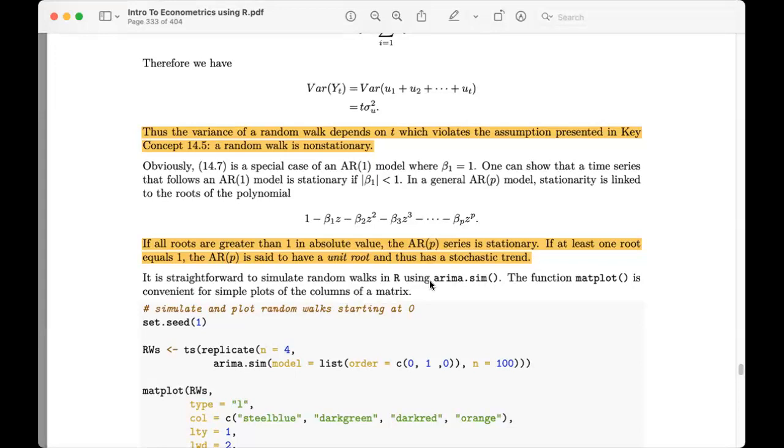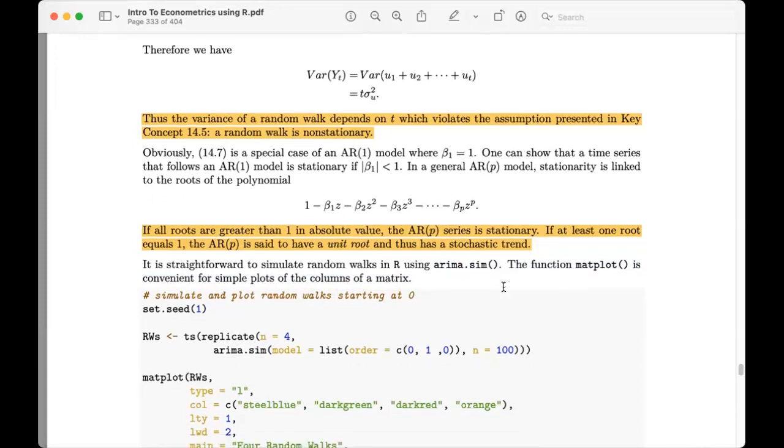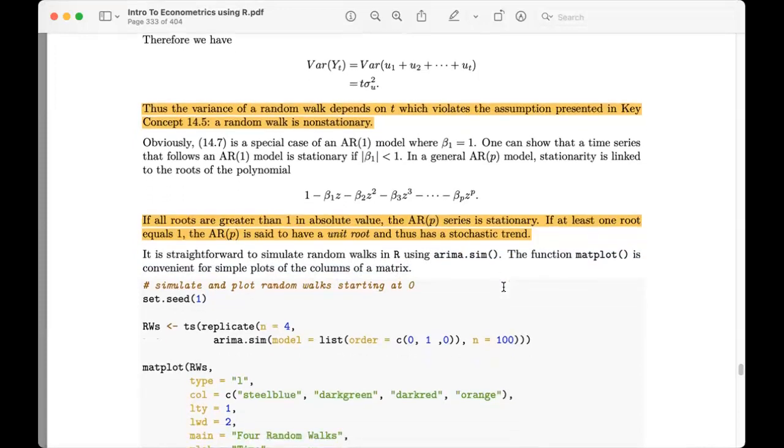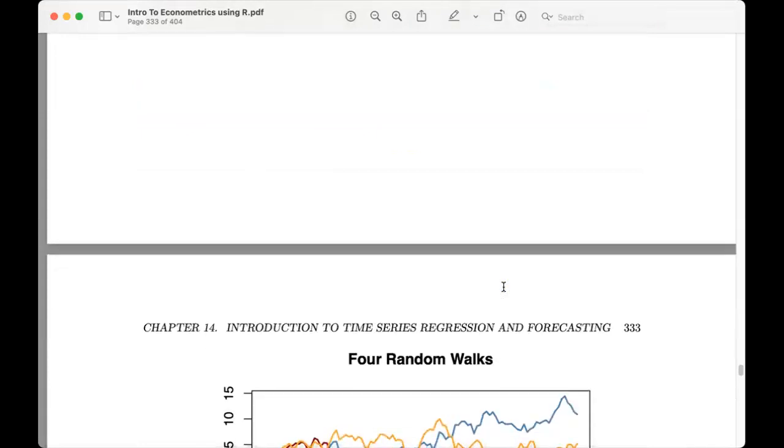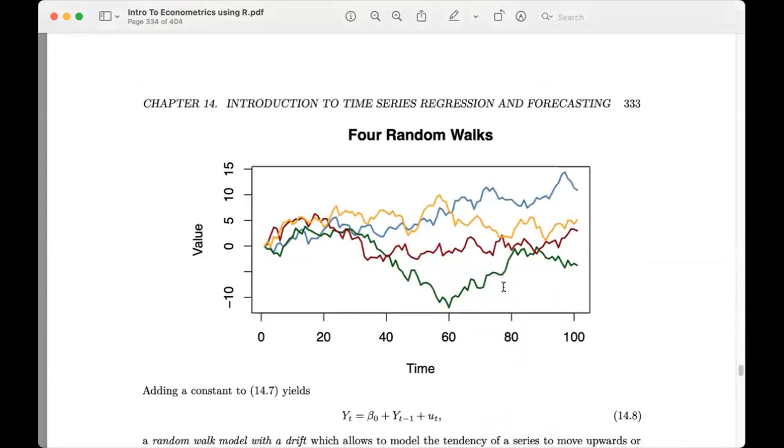So we can use the ARIMA simulation to do this in R. Simulate and plot random walks starting at 0. We could do that. Yeah, and we could see this. In this random walk, we could clearly see that its variability depends on time.